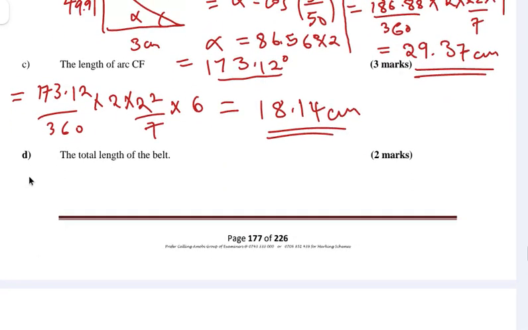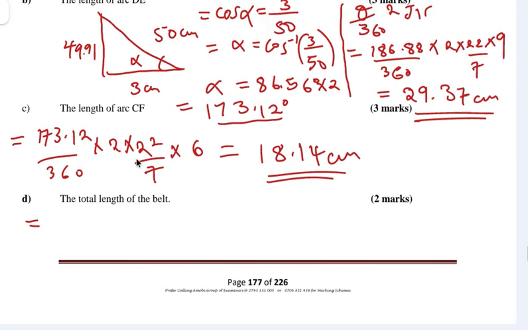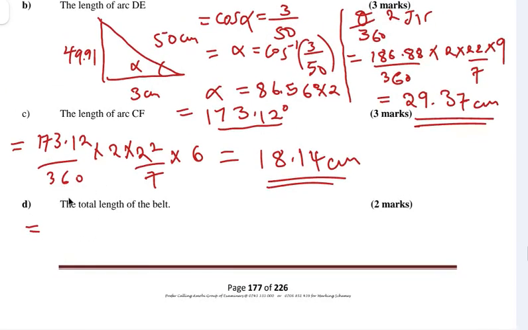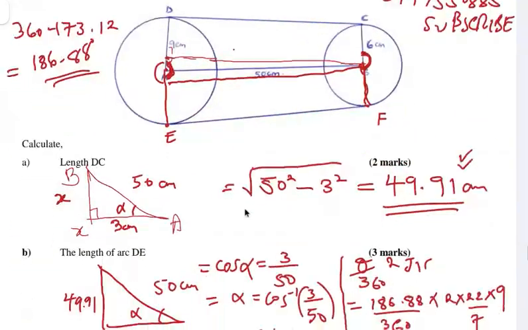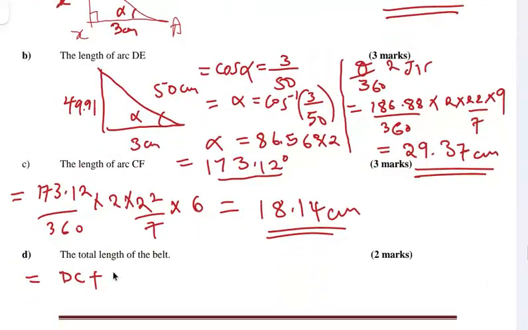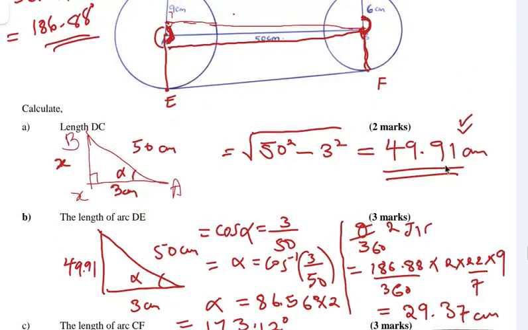Now the last question is the total length of the belt, and for you to find out the total length of the belt, also very easy. You take your DC, the length of DC, okay? So the length of DC plus the length of EF, which is just equal to ile DC, plus DE plus CF. Sawa, ndio maana wa calculate stepwise.